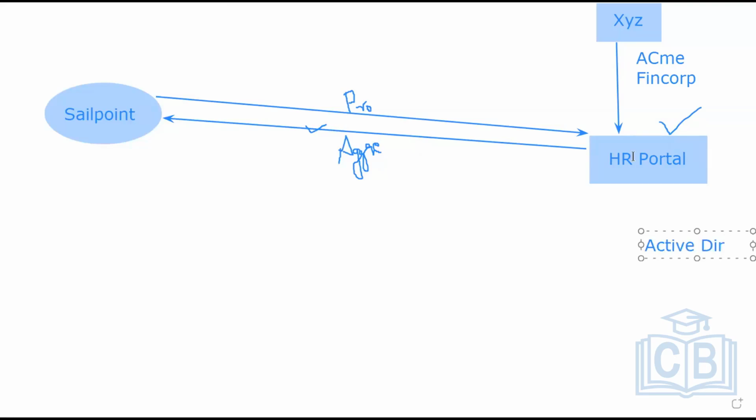So the employee has joined this company. His identity got created via this aggregation process. So this identity can log in into the Sailpoint portal, correct? Now he can submit an access request to gain this Active Directory application access.